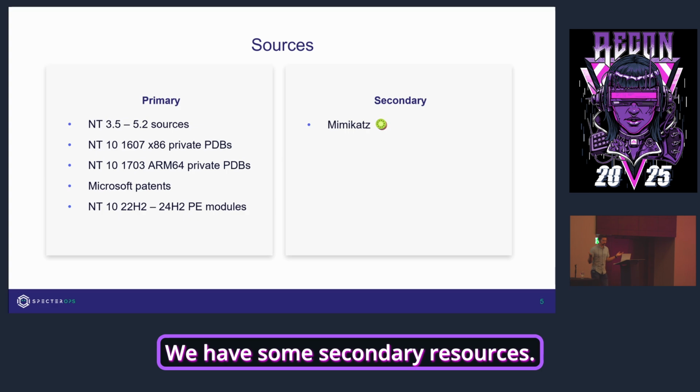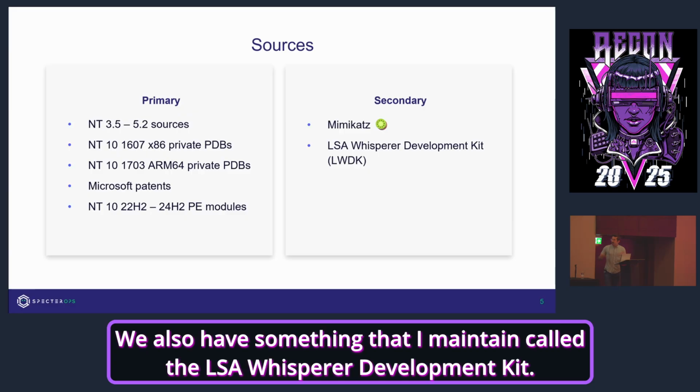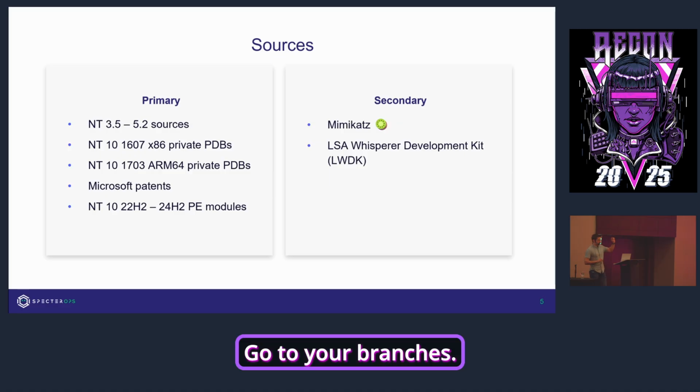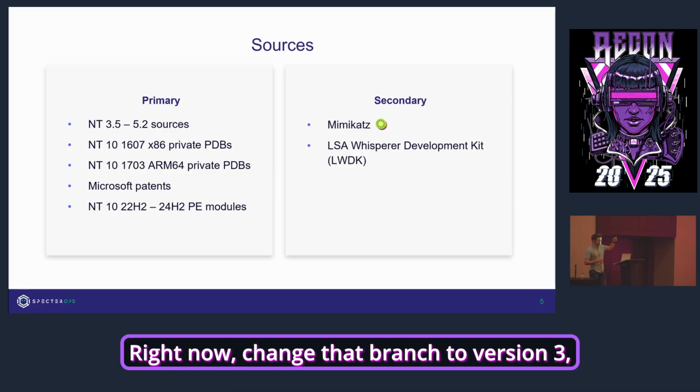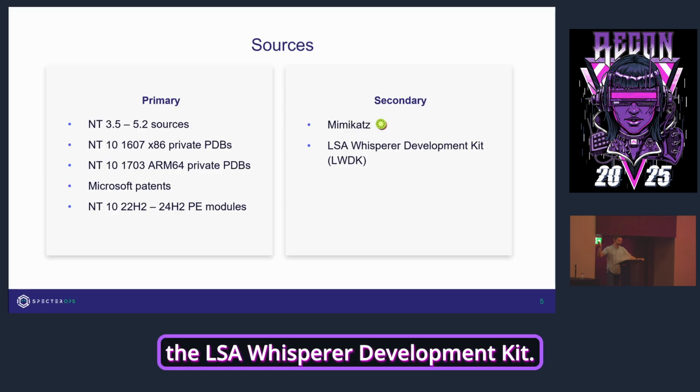We have some secondary resources. Mimikatz is a great starting point. We also have something that I maintain called the LSA Whisperer Development Kit. If you go to that repo, you're not going to see it at first. Go to your branches. Right now, change that branch to version 3, and you're going to see a directory called LWDK, the LSA Whisperer Development Kit.